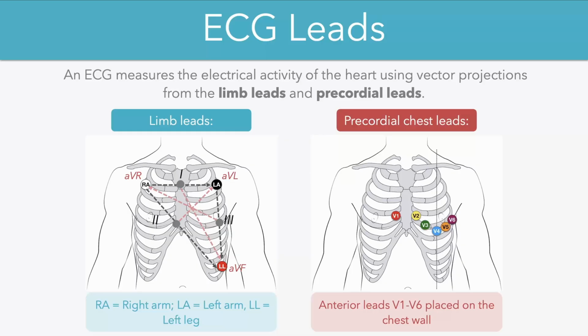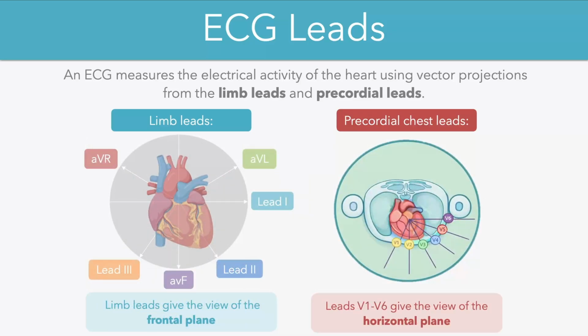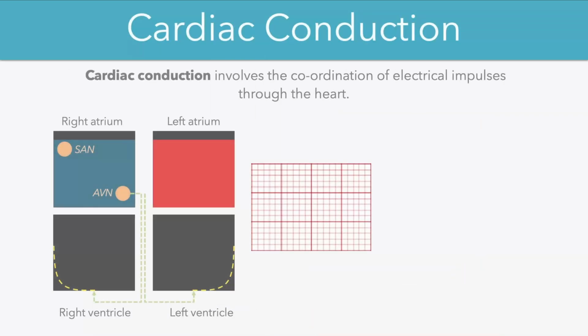Now, the purpose of having different leads is that it allows us to view the heart from different directions, and in general, the limb leads will provide us with a good view of the frontal plane of the heart from different angles, while the precordial chest leads will give us a good view of the horizontal plane. By combining both lead types together, we can therefore achieve a better localization of any pathologies which might be affecting the heart. One other aspect to recap is the cardiac conduction system through the heart.